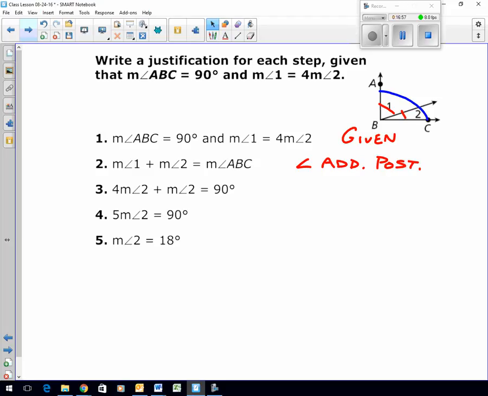Okay? With me so far? Right? Now, after these 2 steps, I think if I told you this was a word bank, y'all might have gotten that one, okay? This third step's the tough one. How am I able to jump from 1 plus 2 equals ABC to 4 times the measure of angle 2 plus the measure of angle 2 equals 90? Okay, I use this given information and I substitute it in. Okay, I can use substitution.